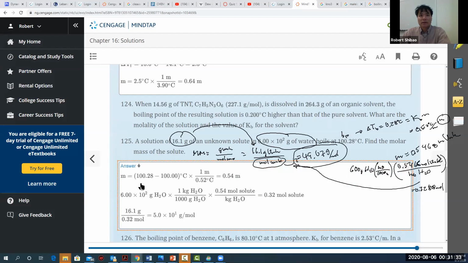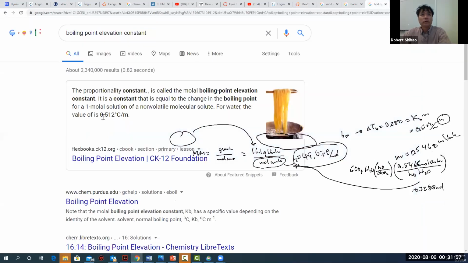So that's essentially what they did here. You can follow along. So they rounded it. Actually, mine is off. They got 50 grams per mole. I got 49. Oh, I see what they did here. They rounded this. They used 0.52. I used 0.512.